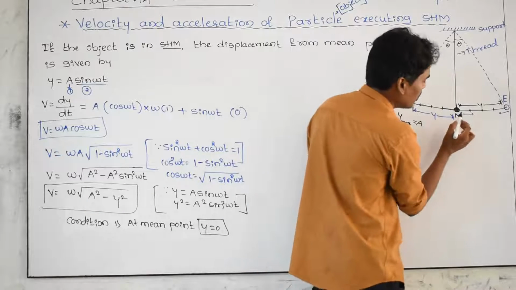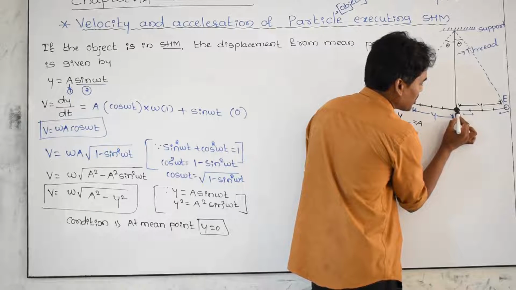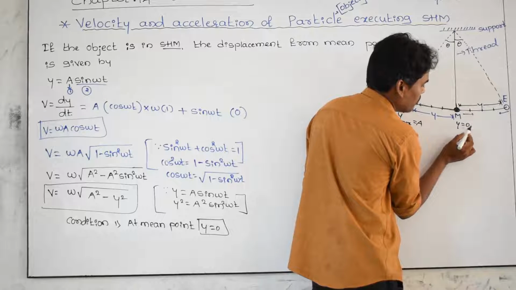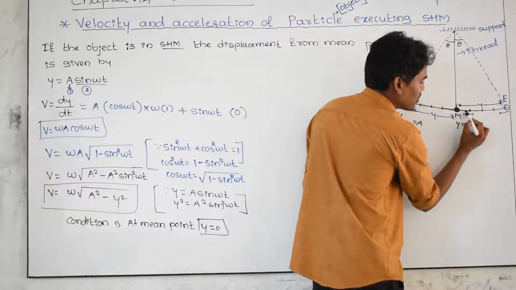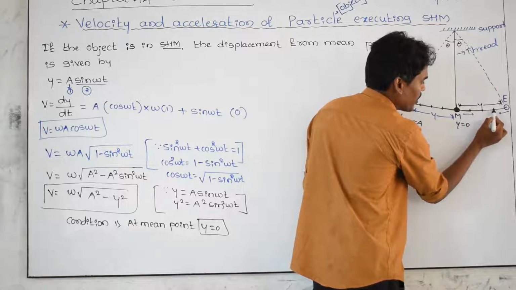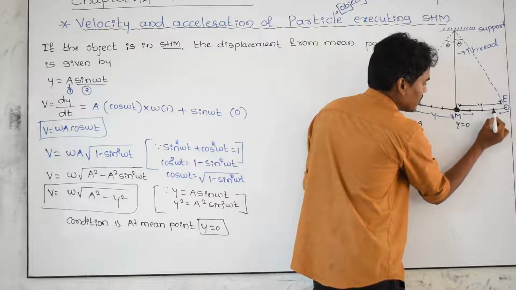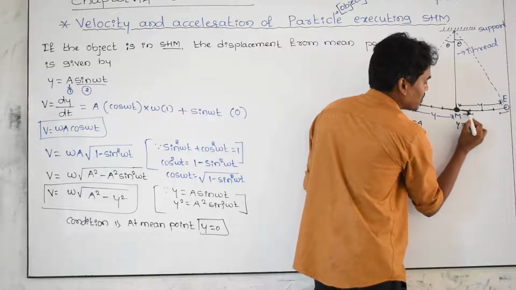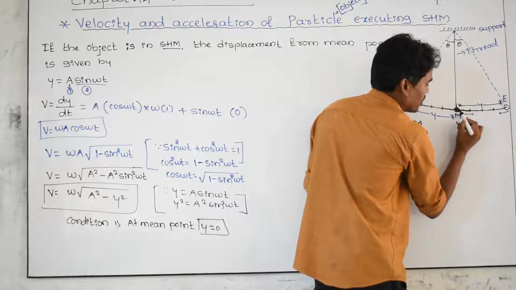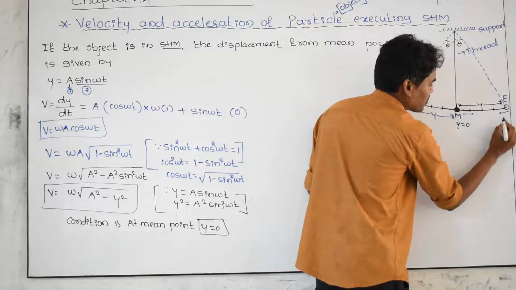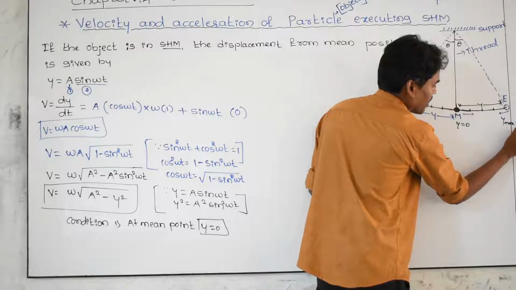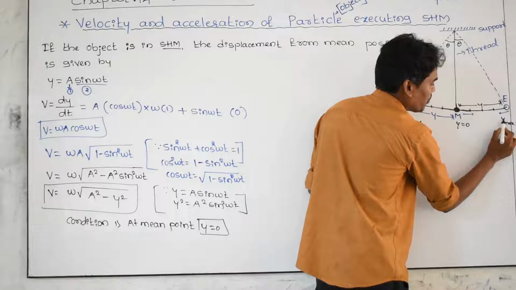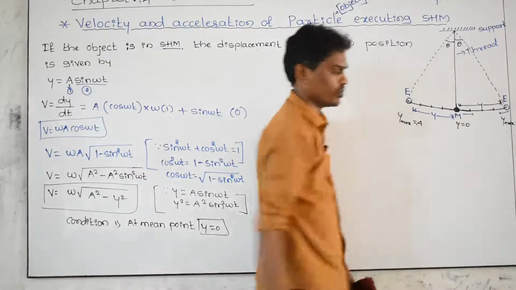Or else, if the object is present at this point, displacement is equal to 0. If it is moving here, this is the displacement. This displacement is called the maximum displacement, that is y max. y max is equal to A. Maximum displacement from the mean point is called amplitude.